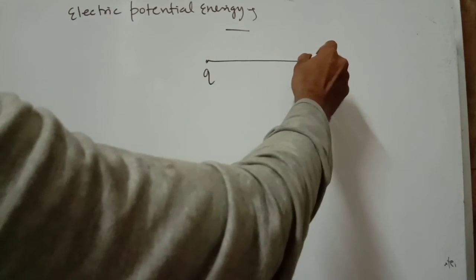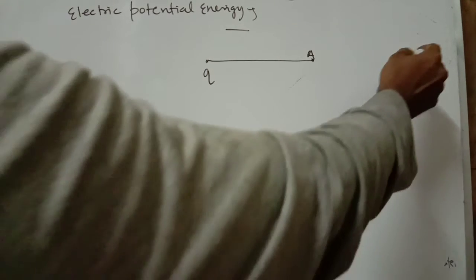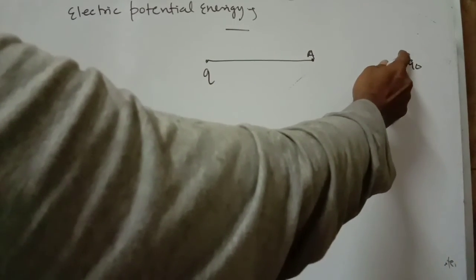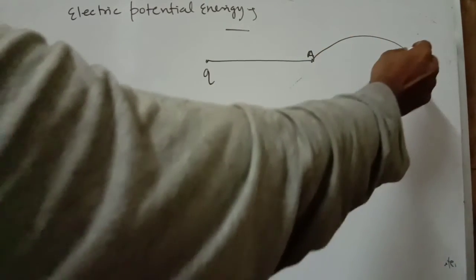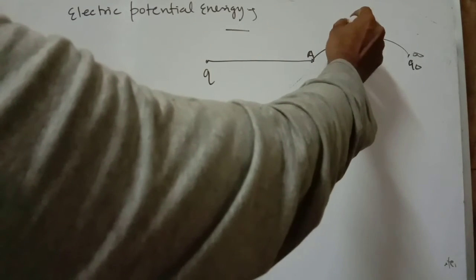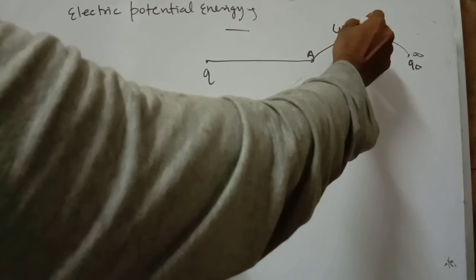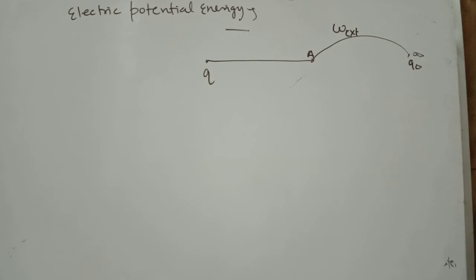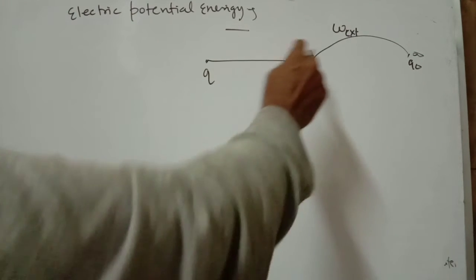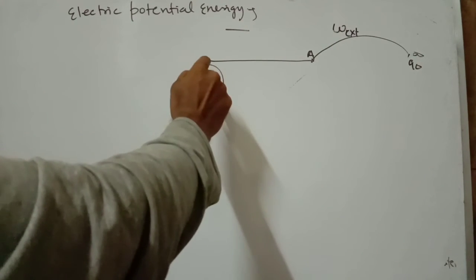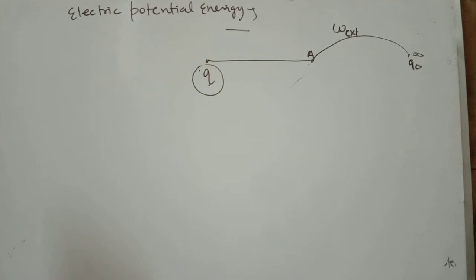At a point we consider a charge Q naught. This charge is brought from infinity to point A. Let me consider this is the infinite point and this is A. Obviously there is work done by an external agent, by the applied force of the external agent. This work done by the external agent is acquired as electric potential energy by the charge Q at point A.